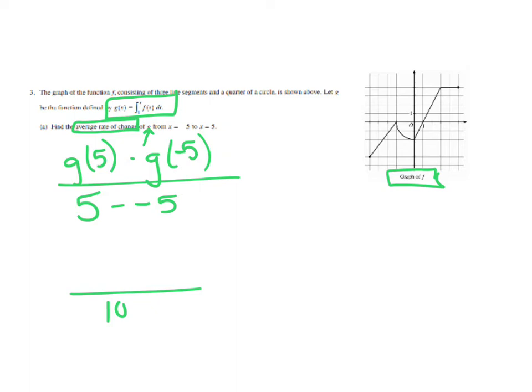So off to the side, I need to find g of 5, and again, I'm going back to function g. So g of 5 is equal to the integral from 1 to 5 of f. Now here's where f comes into play. I need the area from 1 till 5. So 1, 2, 3, 4, 5. So I need this section.